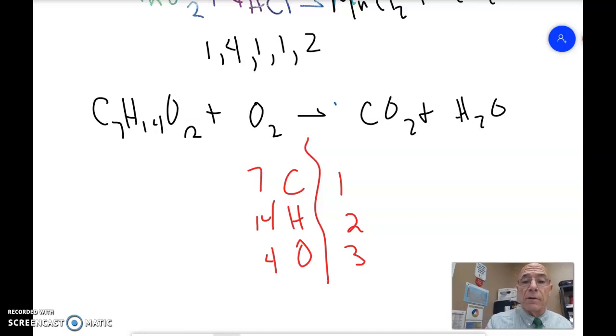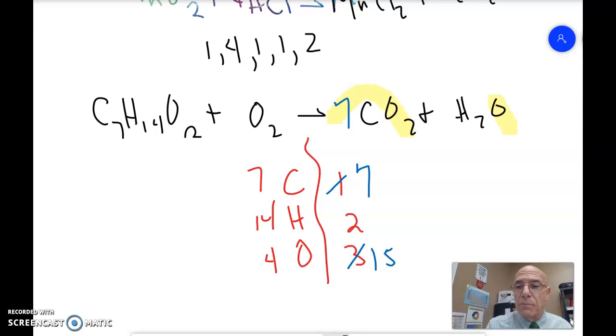So here's my carbon. I'm going to put a 7 in front of the CO2 so I can get 7 carbons on the right. That's going to change my oxygen. 7 times 2 is 14, plus 1 is now 15. Don't forget to count everything up. So I've got 7 times 2 plus 1, 15.